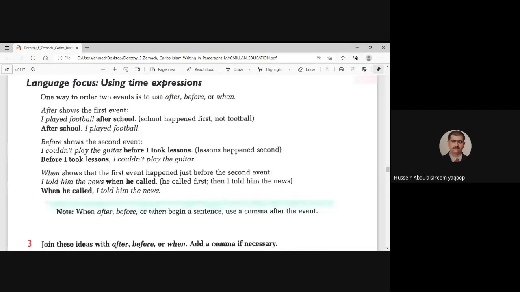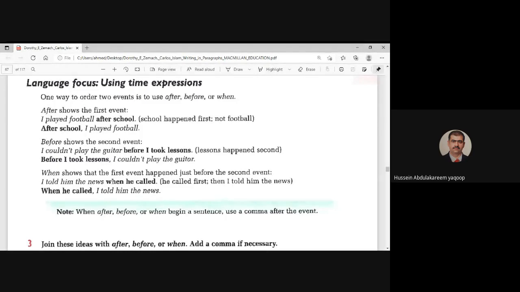Let's see. I told him the news when he called. So which one happened first? The call or the telling of the news? The call. The call happened first, and when he called, I told him about everything.